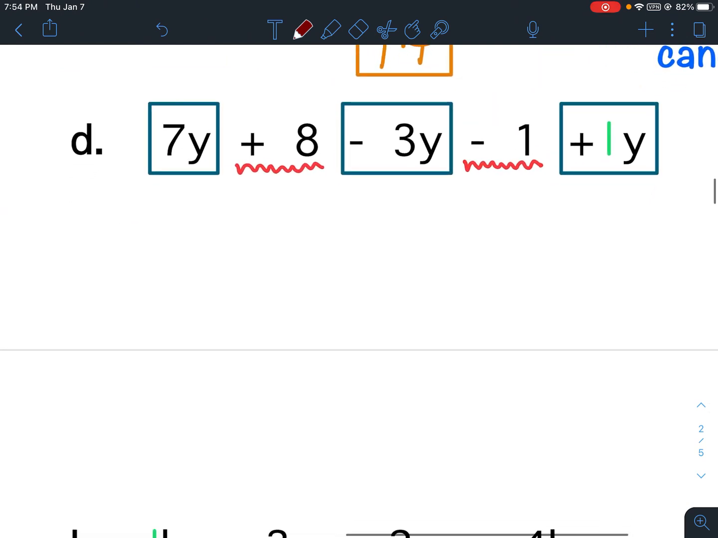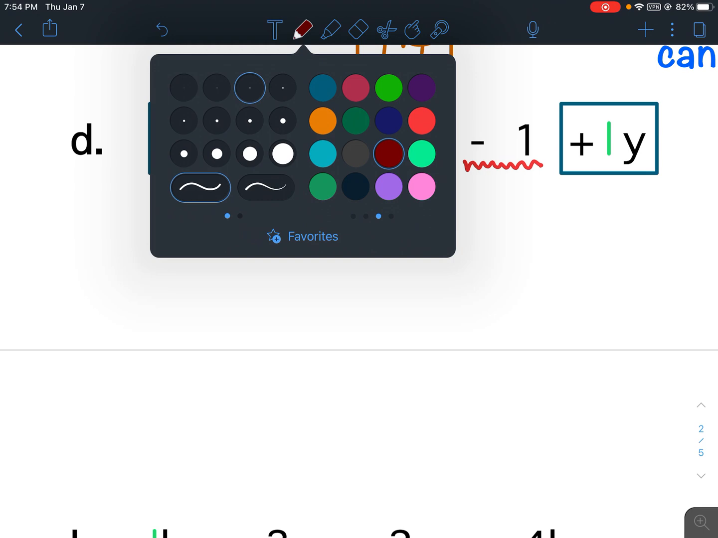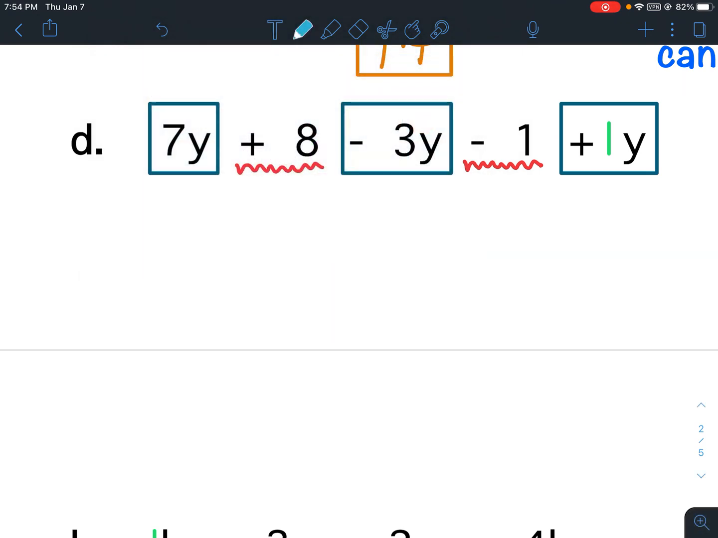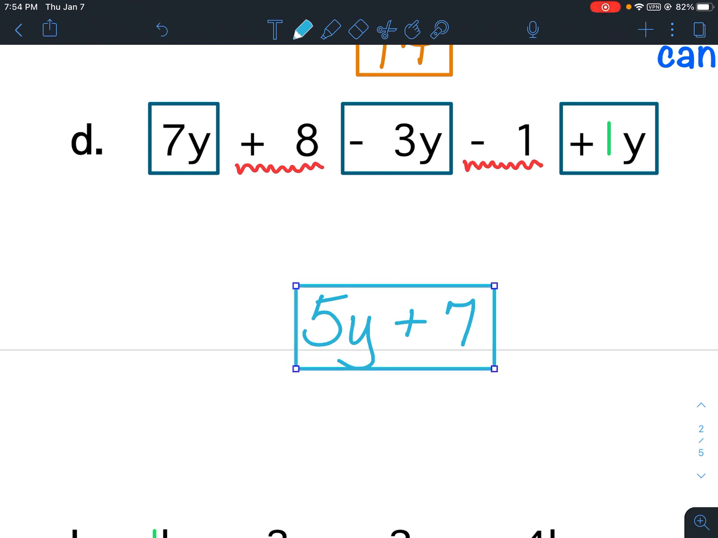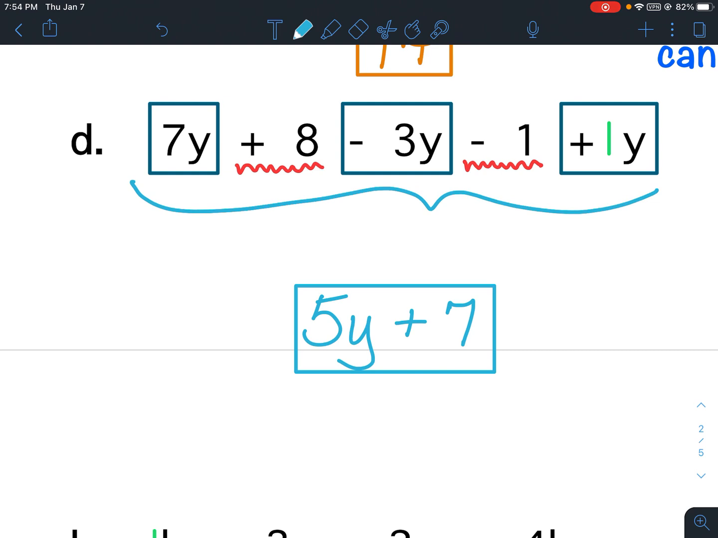For D, I boxed the y terms and underlined my constant terms. So 7 minus 3 plus 1. For my y, 7 minus 3 is 4, plus 1 would be 5. So that would be 5y. And 8 minus 1 would be positive 7. So this expression right here is equivalent to that expression there.